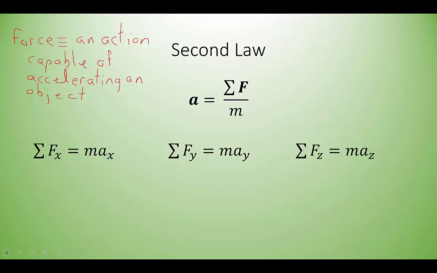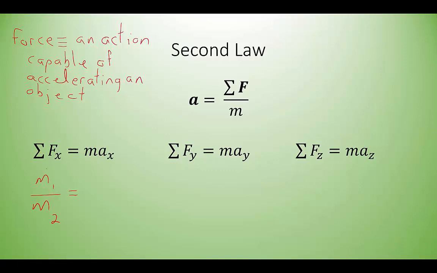It also allows us to define mass, because if we have the same net force acting on 2 different masses, m1 and m2, then according to Newton's second law, the ratio of these masses can be defined as the inverse ratio of their accelerations. m1 over m2 are 2 different masses being acted upon by the same net force.